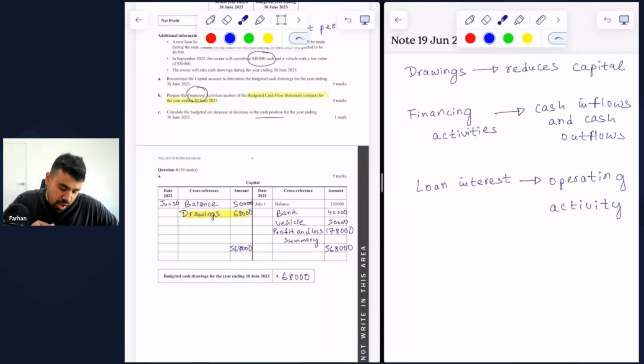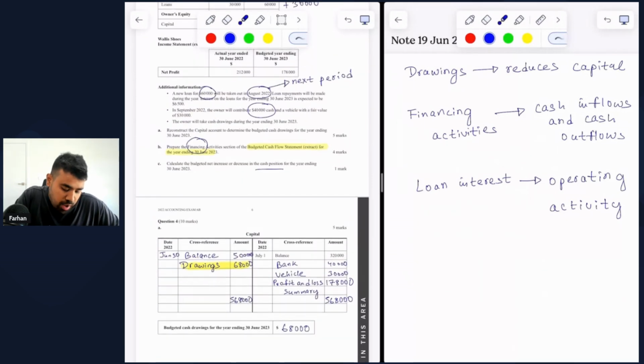So the first line that we're given here in the additional information says that a new loan for 60,000 will be taken out in August 2022. We know that the new period starts on 1st July 2022 and ends on 30 June 2023. So if we are taking out a loan in August 2022, it is falling during the new period, which is the next period, and that is what refers to a loan taken out, means the loan is invested into the business, although it is a liability, which means cash inflow.